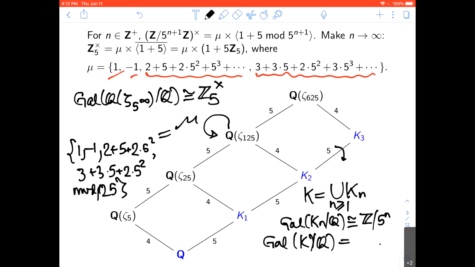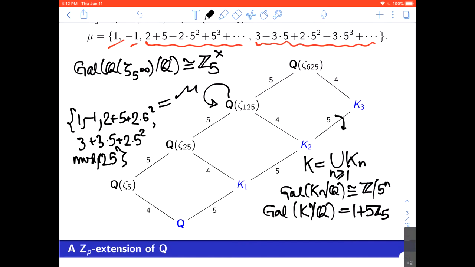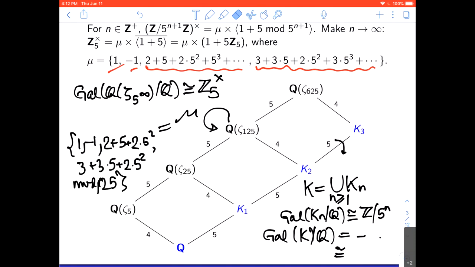All right. So the actual Galois group here is more like 1 plus 5 Z_5. And this just happens to be isomorphic. Well, no. Okay, here, let me, when you're modding out, okay, sorry about that.